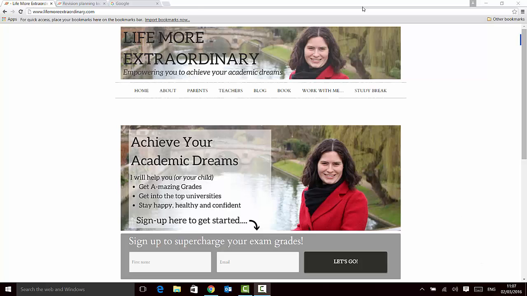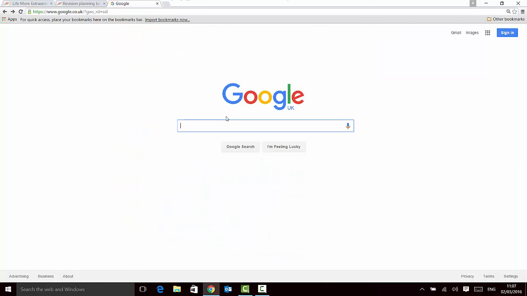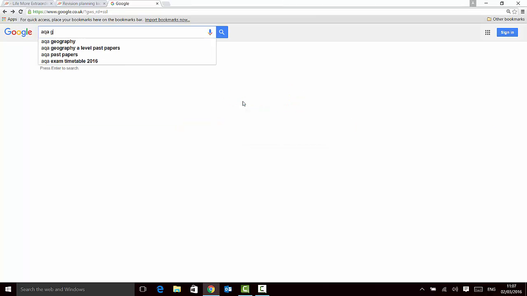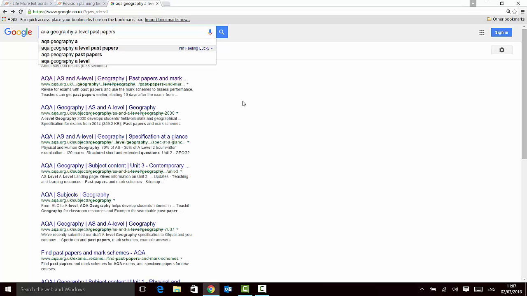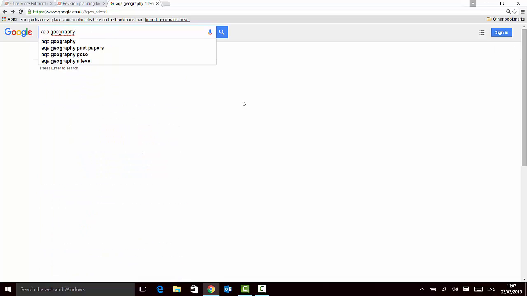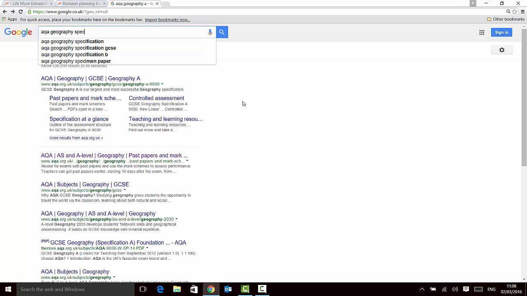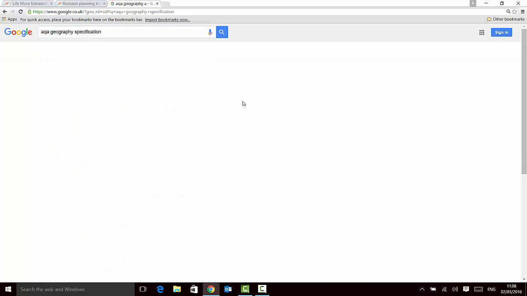So we're going to go over to Google, and I used to be a geography teacher when I worked in schools, so I'm going to look for AQA Geography A-level past papers, oh no, I'm not going to do past papers first, I'm going to do specification. Geography specification. There we are. Finally, it does its thinking. Right. Hopefully that will come up in a minute.